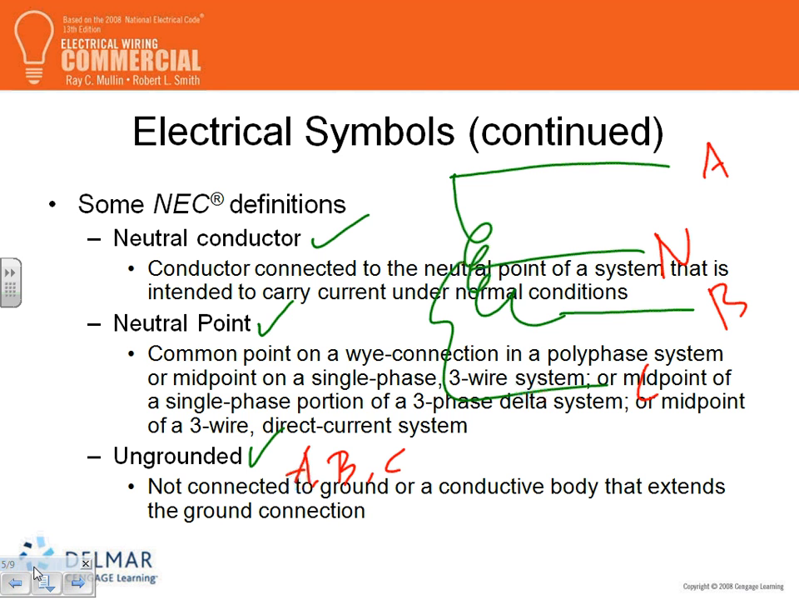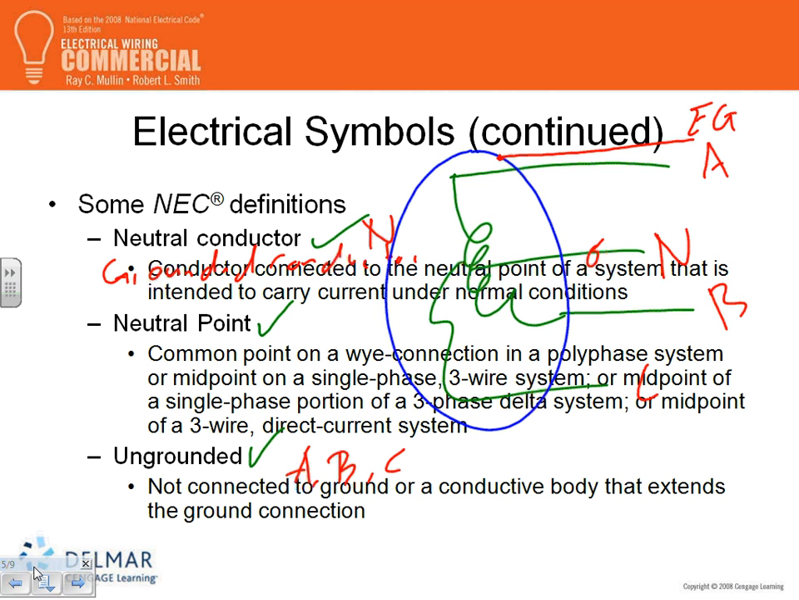Ungrounded, the hot. I hate it when they define everything with ground. In the code, they define everything by ground: ungrounded, grounded, grounding, and so forth. And the neutral conductor, or the grounded conductor, which is basically the neutral, right? And I'm going to put in my transformer here. The only thing that they're missing here, guys, is the grounding conductor, the equipment grounding conductor.